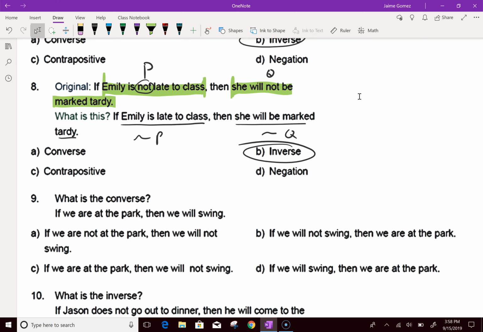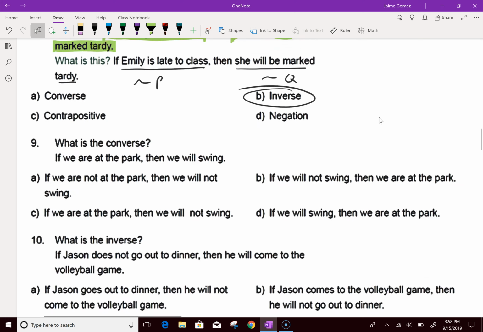In other words, on these questions on the test, it's only going to give you this part here, and then you have to actually make it be the inverse, which is not P, not Q. Easy. As long as you know what the inverse is: add the word not to the first part, add the word not to the second part.